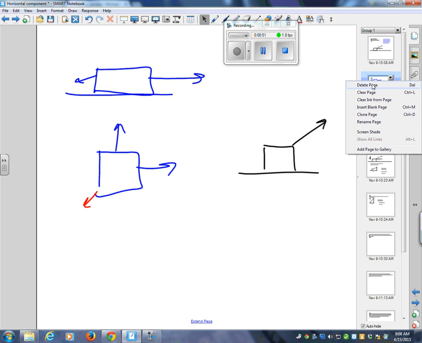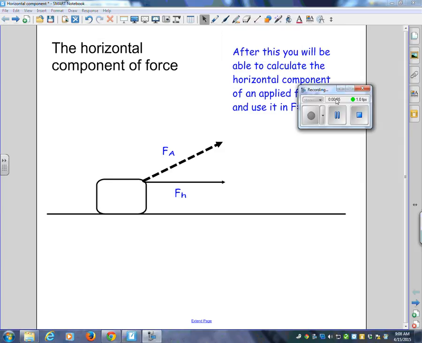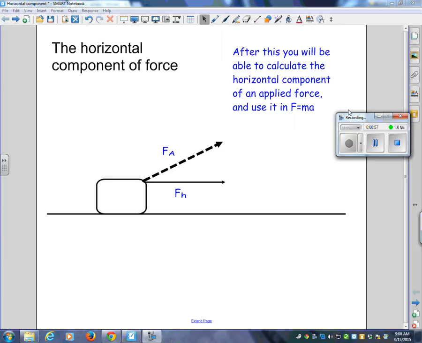Okay, so today we're going to be able to calculate the horizontal component of an applied force and use it in F equals ma. You might want to draw that picture. I've given you some sample questions here, which we will get to. If you want to take notes loosely, if you can squeeze that in the corner, it really makes no difference to me. We're going to get right into the samples right away.